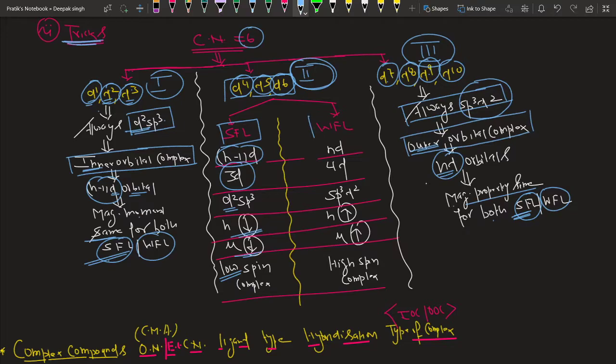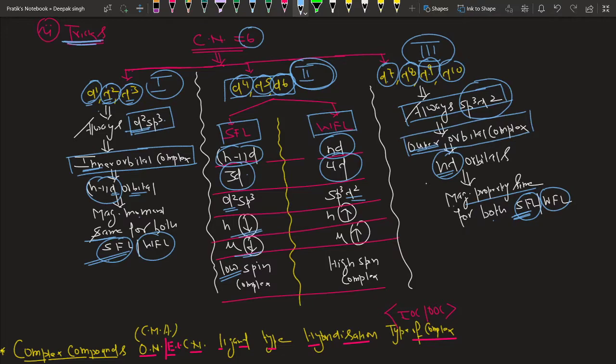If it is formed by weak field ligand, then the orbital is what? Nd. That is, the orbital is taken from the d orbital because weak field ligand does not cause pairing of the electrons. Mostly for first transition series elements, this orbital is what? 4d. The hybridization is sp3d2.